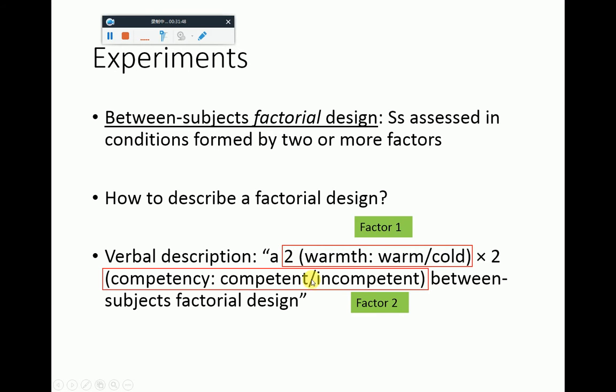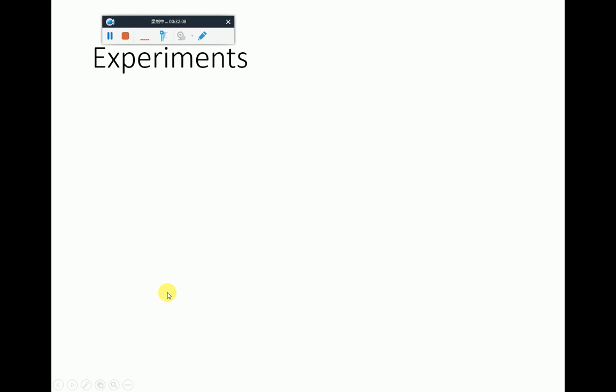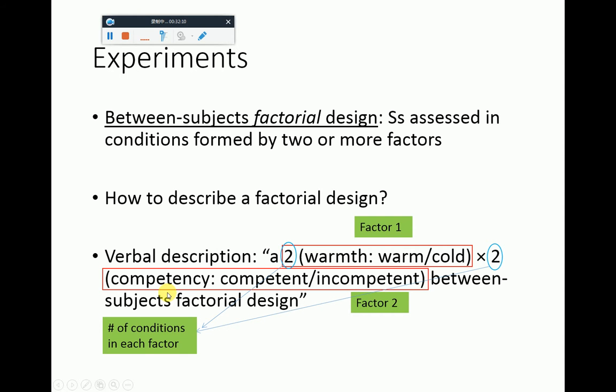Now we have a second factor. Its name is competency. It has two levels, competent or incompetent. Okay? So these twos, as we just said, are the number of conditions in each factor. Okay? Not very difficult, huh? Once you understand what each component means in this sentence.